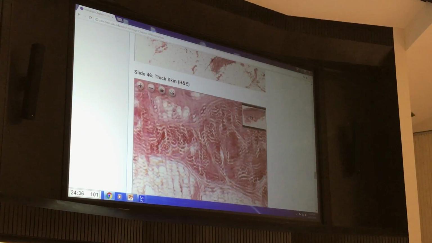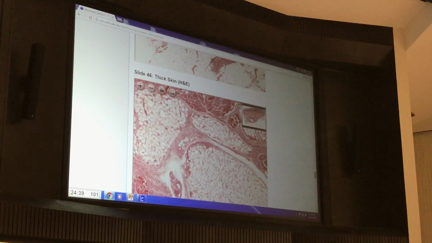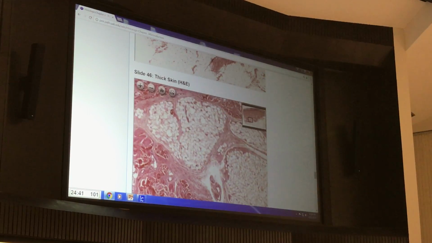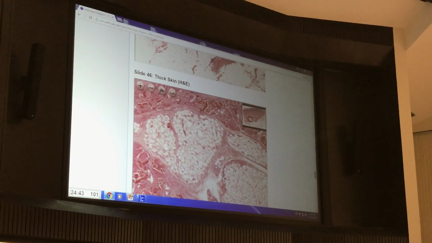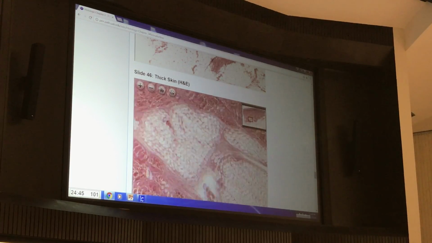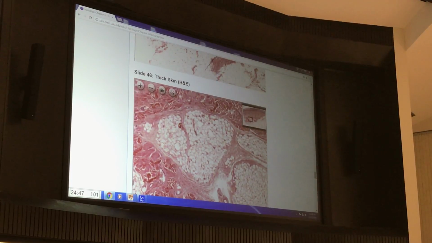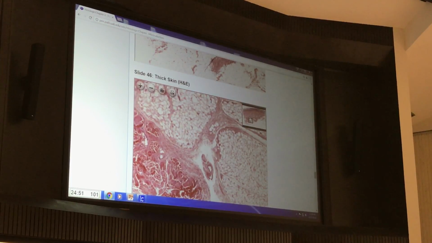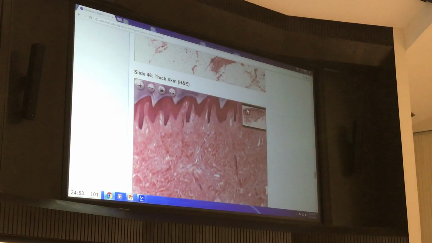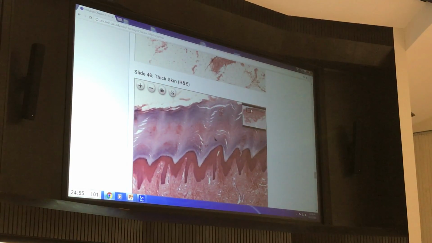Let's go up here. Dense irregular connective tissue, and look at this.